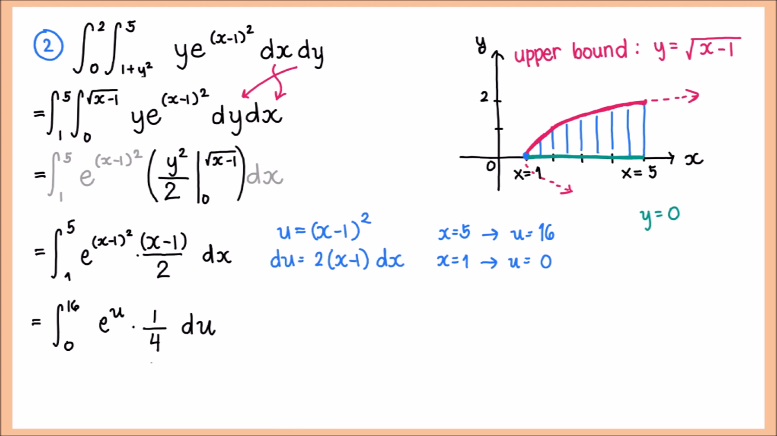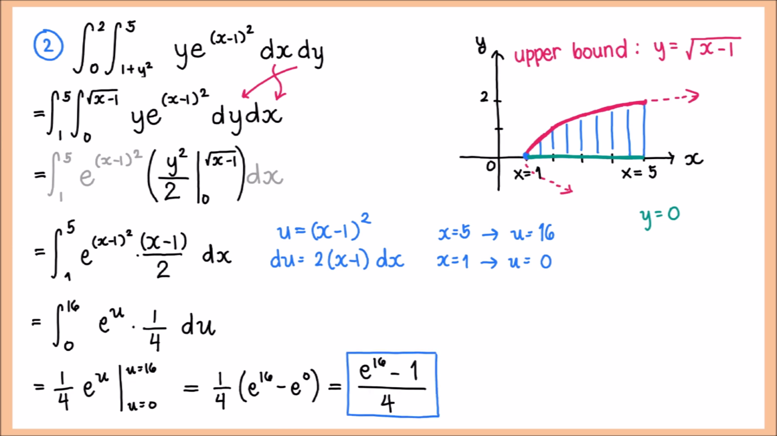We can copy the coefficient 1/4 and integrate e raised to u. Recall that the derivative of e raised to u is itself. Therefore, its antiderivative is also itself. We now evaluate from 0 to 16. Take note that e raised to 0 is equal to 1. Thus, our final answer is e raised to 16 minus 1 all over 4.